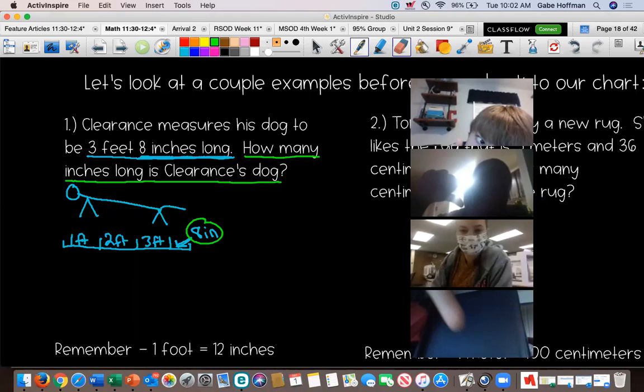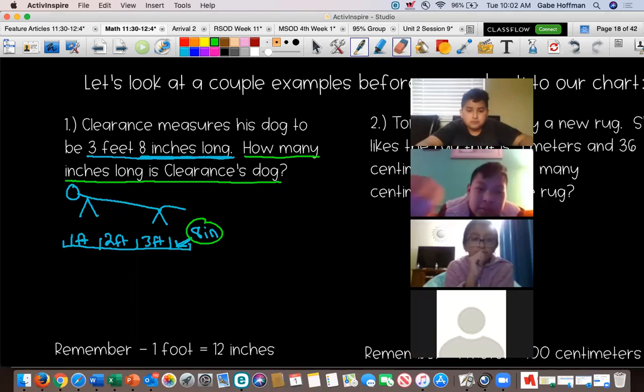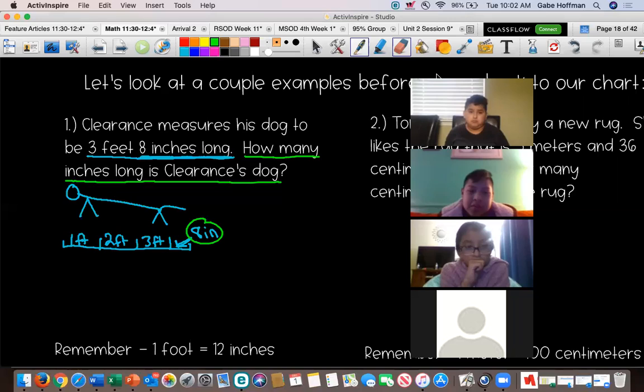Okay, I'm seeing some thumbs up and some thumbs down. Ying, you gave me a thumbs down. Why did you give me a thumbs down? Because 1 foot equals 12 inches. It says 3 feet 8 inches long. Yeah, thank you. She was kind of hard to hear. She's breaking it out. We still have to count for these 3 feet over here, right?